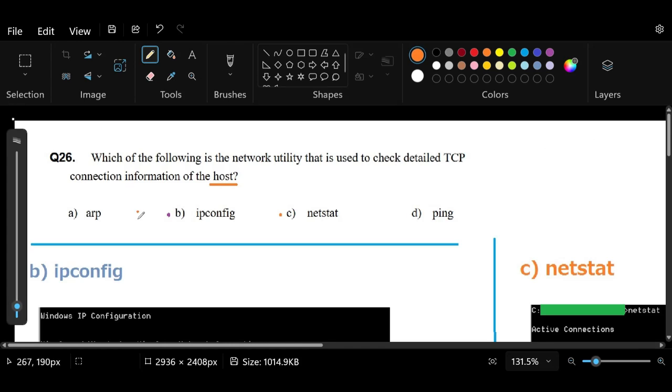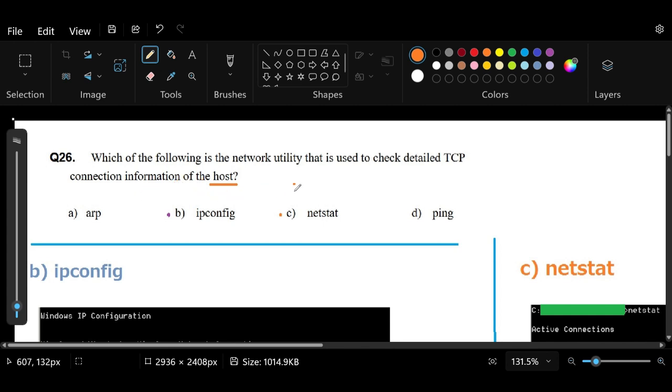Question number 26 of the PhilNITS FE morning portion of the exam. In this question, we are being asked, which of the following is the network utility that is used to check detailed TCP connection information of the host?